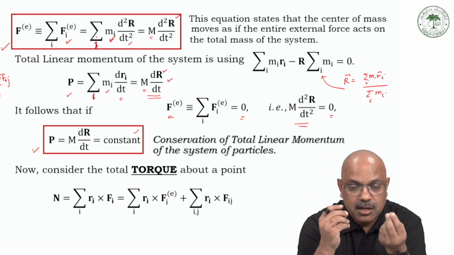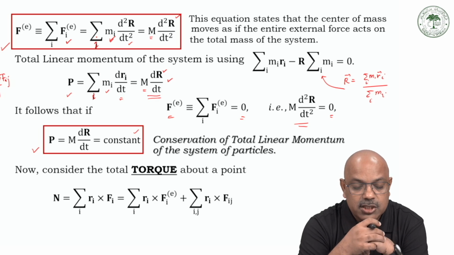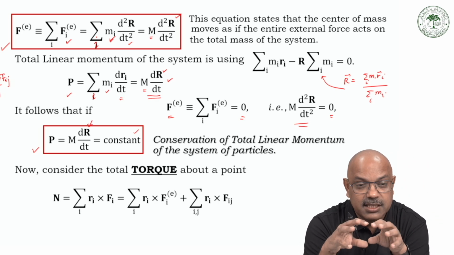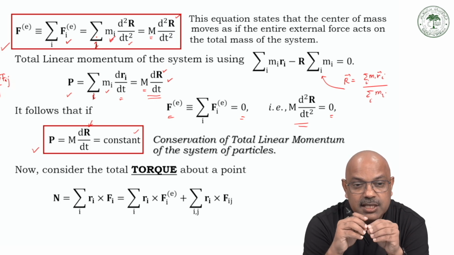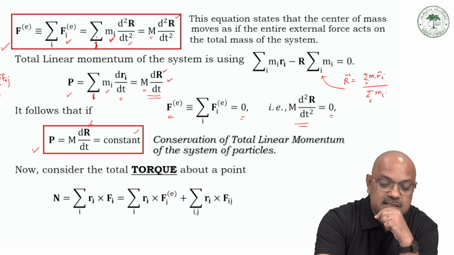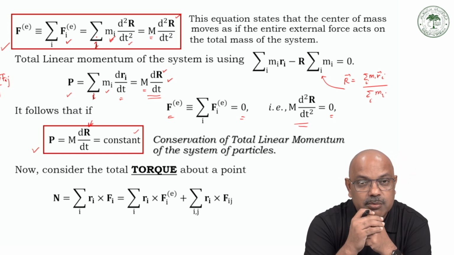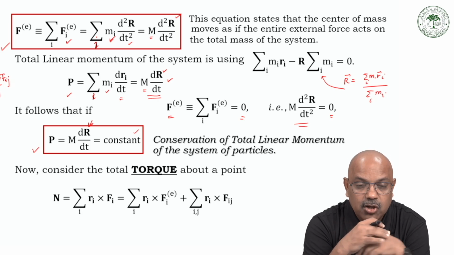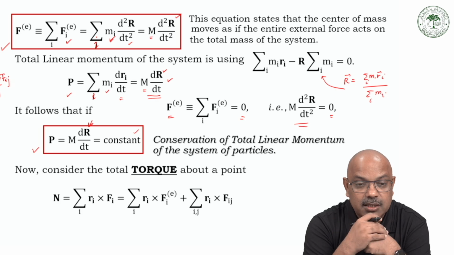Now we have a system consisting of n number of particles. So we talk in terms of the center of mass, such that the total effective external force is acting on the point whose position vector is capital R, where the center of mass is situated, and that contributes to the total linear momentum of the system. Now with this linear equation, we move to the angular momentum.